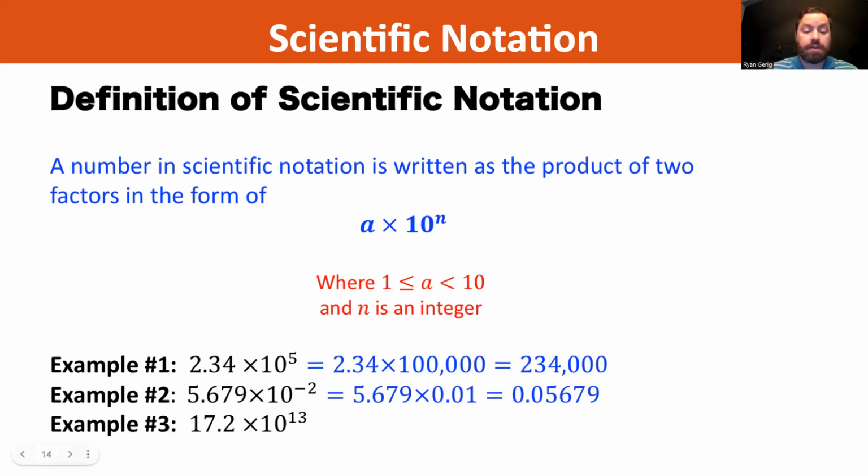How about this one? 17.2 times 10 to the 13th. Hopefully you notice this is not in scientific notation. The 17.2 is bigger than 10. So I can do something with this, but not yet. So right now we're just going to say it's not in scientific notation.